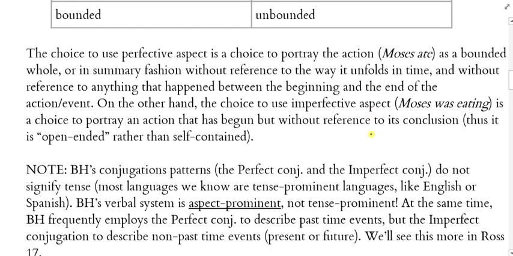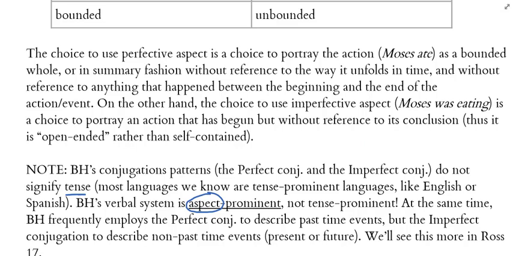Now note here that biblical Hebrew's conjugation patterns, the perfect conjugation and the imperfect conjugation, do not signify tense. This is not an aspect of biblical Hebrew verbal system. It does not signify tense. Most languages that we know here in the West are what we call tense prominent languages, and the verbal forms do encode tense. English and Spanish being examples, and others that we could point out. Biblical Hebrew's verbal system is what we like to call an aspect prominent system. Aspect is what we're talking about, how the verb's action is being portrayed. It's an aspect prominent system, not a tense prominent one.